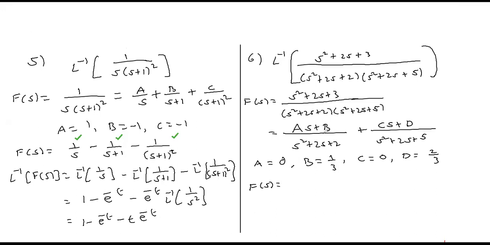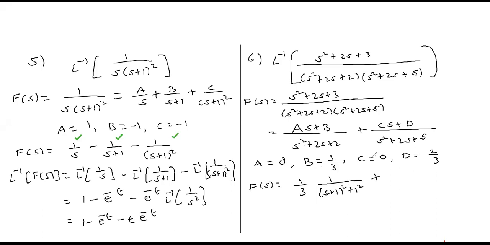a equals 0, b equals 1 by 3. So this is 1 by 3 into 1 by s square plus 2s plus 2. Can I rewrite it in any other way? Can I write it as s plus 1 whole square plus 1 square? Yes, sir.